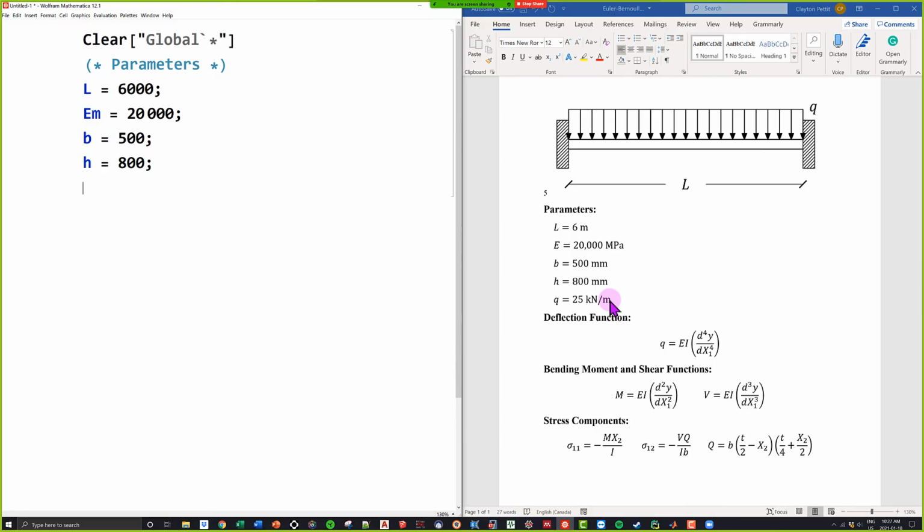Now the next one is Q. So I'm going to go Q is equal to, and if I'm keeping it consistent with the scheme of newtons, millimeters, and MPa, what conversions do I need to do to Q? I have it as 25 right now. Do I need to times by 1,000? Do I need to divide by 1,000? What do you guys think? If I'm keeping my units consistent. Leave it the way it is: 25, 25,000.